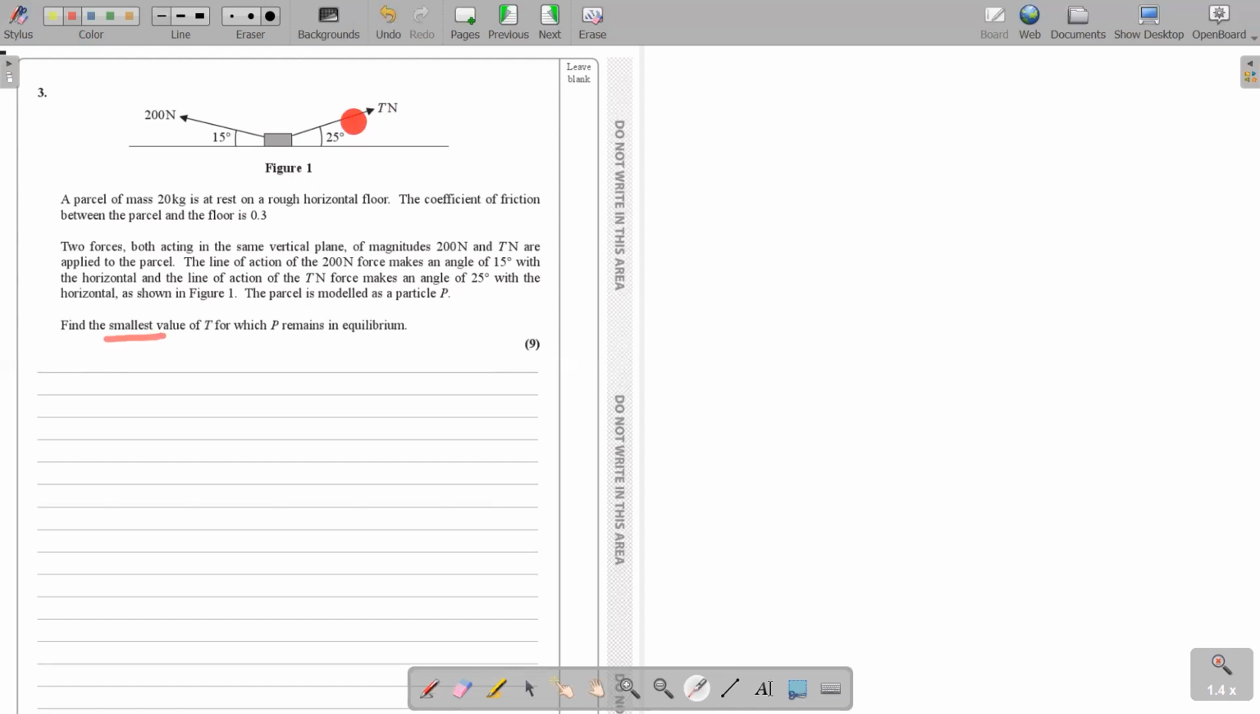Now, when they say it's the smallest value of T, what do you need to realize? Here, it's a rough floor, right? So if it's a rough floor, you have friction. So basically the difference between the smallest value of T and the largest value of T is that those two words make an impact on the direction of your friction. So how do you think it's affecting? If you want the smallest T value here, how do you think the friction is going? If this value is as small as possible, the smallest value we could use so that the object remains in equilibrium, it means that friction will be coming to which side? Are you going to use friction to the left side or to the right side?